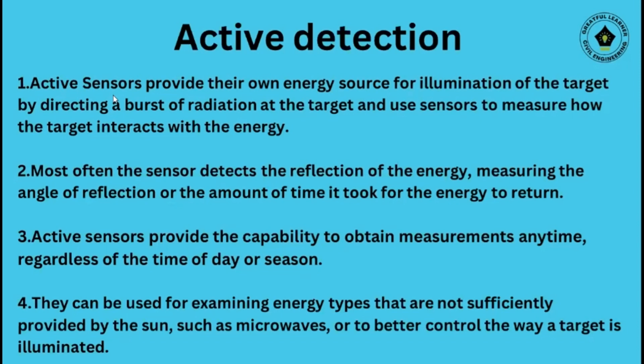Now the active sensors we have discussed in this slide. Active sensors provide their own energy for illumination of the target, directing a burst of radiation at the target. Active sensors provide the capability to obtain measurements anytime, regardless of the time of day and the seasons, and they can be used for examining energy types that are not sufficiently provided by the sun, such as microwaves, or to better control the way a target is illuminated. These are the active sensors.